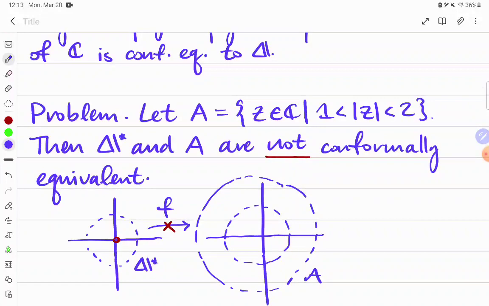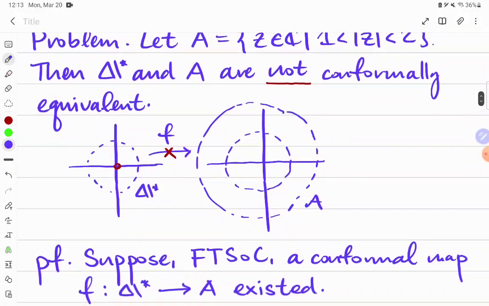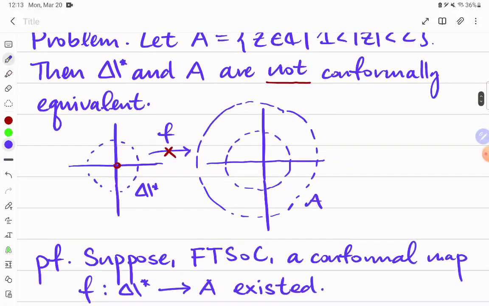This proof is in a few steps, and by and large, the main idea is that we prove it through contradiction, and we use 2 or 3 auxiliary facts along the way. So we're going to suppose, for the sake of contradiction, that there does exist a conformal map from here to here.